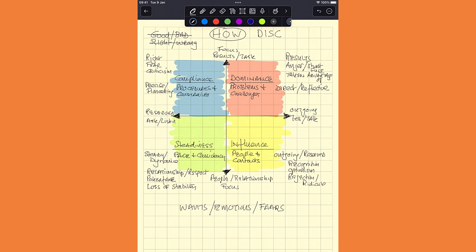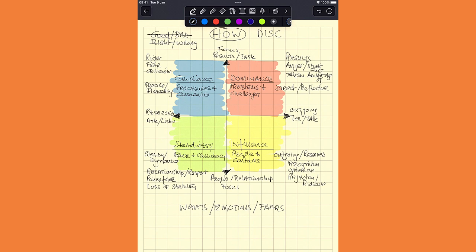The S, the steady person, the steadiness, what they want is relationship and respect. The emotion is non-emotional, they keep it all under the surface. We call it poker face. And the fear is a loss of stability.